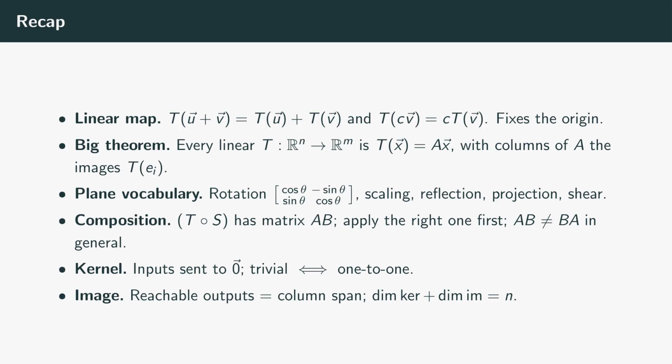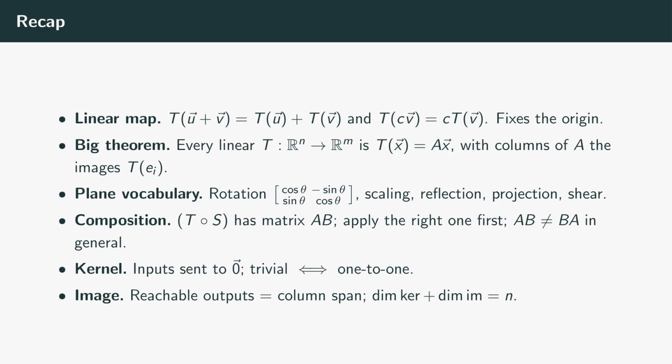Let's recap. A linear transformation is a function that respects addition and scaling. The image of a sum is the sum of the images, and the image of a scaled vector is the scaled image. As a consequence, it fixes the origin and sends straight grid lines to straight grid lines. The big theorem says every linear map from Rn to Rm is multiplication by a matrix, and the columns of that matrix are the images of the standard basis vectors, so you build the matrix by tracking where the basis arrows go.